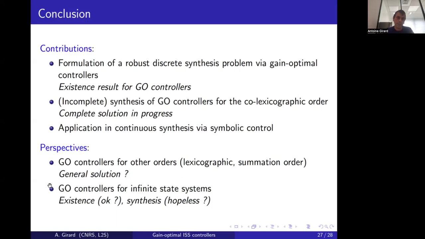And as I mentioned, the question for infinite state systems is largely open. My feeling is that the existence of gain optimal controllers should be feasible under some technical assumptions, but then the synthesis problem, right now I don't really see how we can handle that. In particular, if we have continuous levels of disturbances, if alpha is not in a finite set but in a continuous set. Here we iterate on the values of alpha. So in the continuous domain, I don't know. We would get maybe PDEs in alpha. But I think that would be very, very complex.